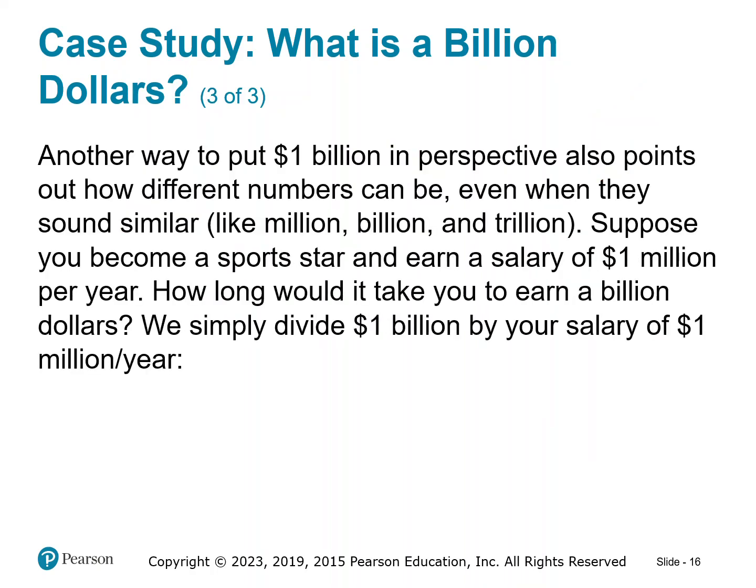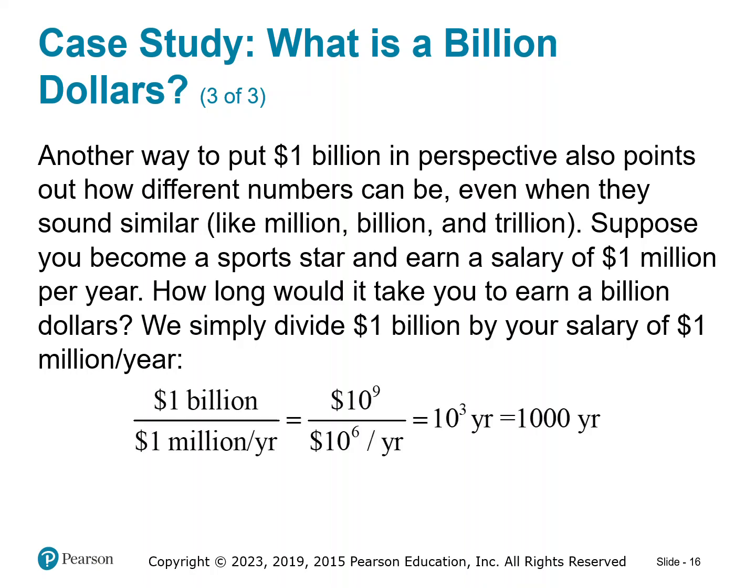Another way to put $1 billion in perspective also points out how different numbers can be even when they sound very similar. Suppose you become a sports star and earn a salary of $1 million per year. How long would it take you to earn $1 billion? Well, we're going to simply divide 1 billion by your salary of 1 million per year. 1 billion is times 10 to the 9th. 1 million is times 10 to the 6th. 9 minus 6 is 10 to the 3rd. The dollars cancel out.